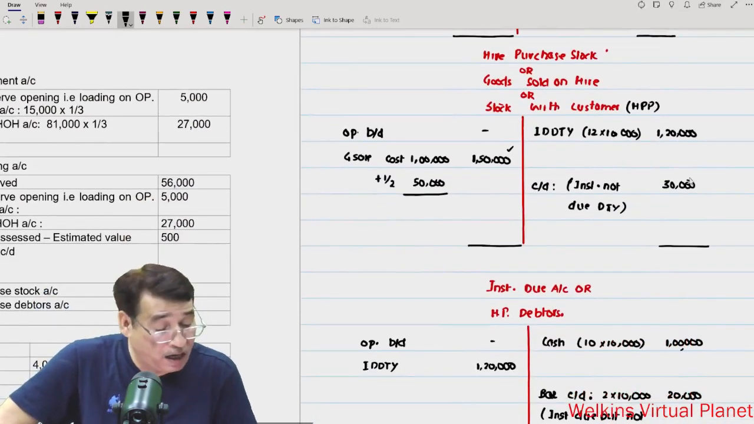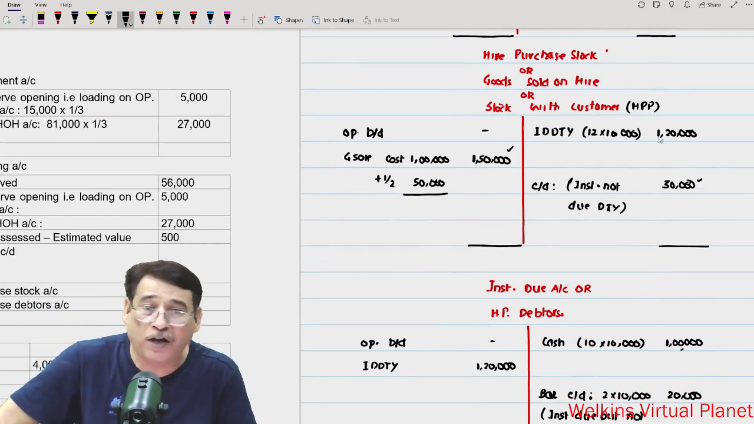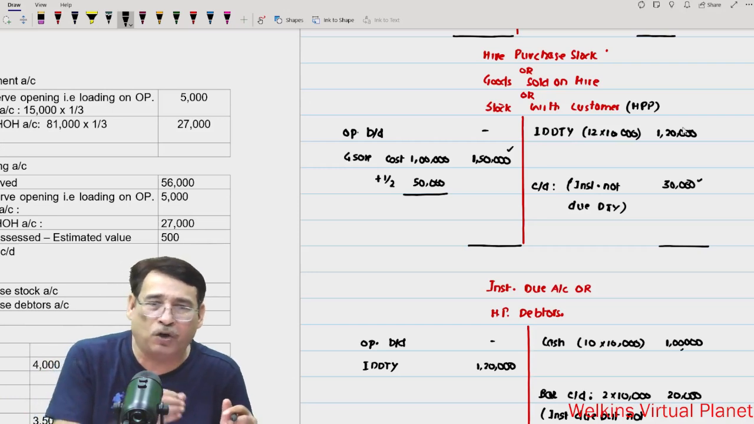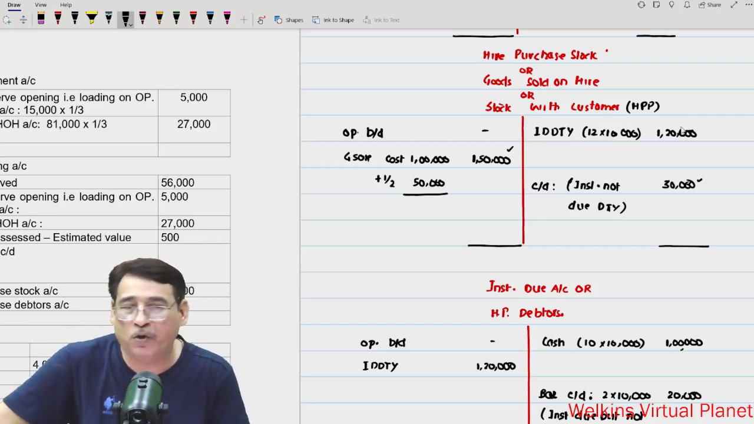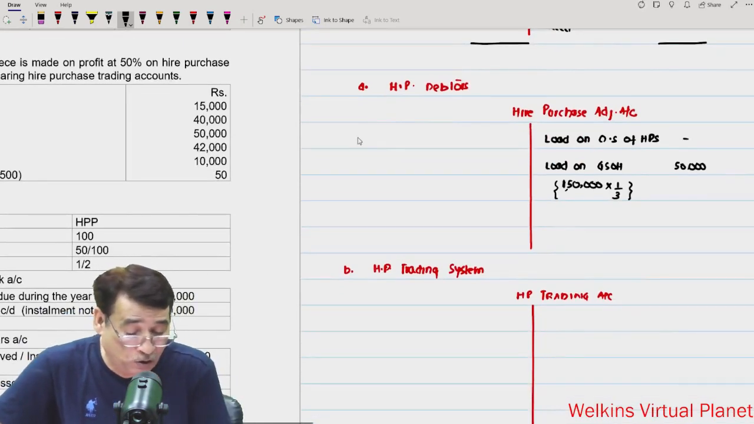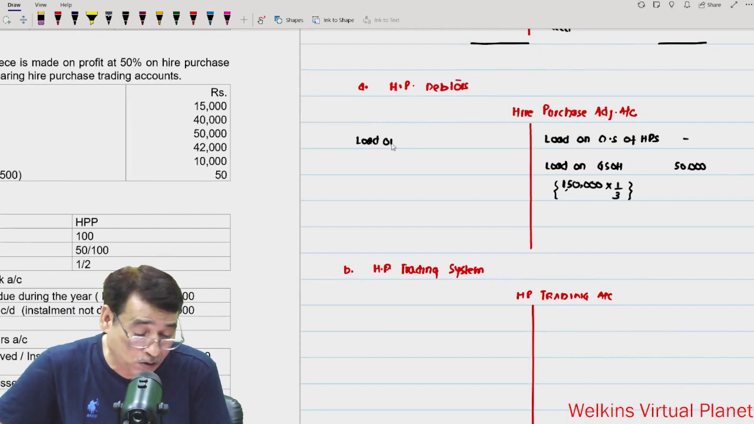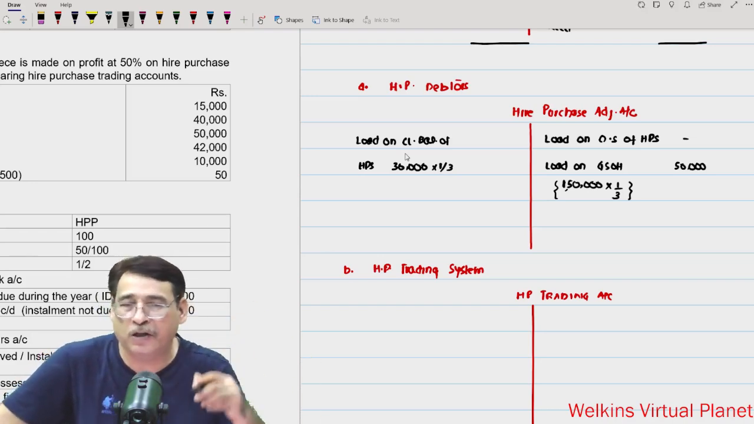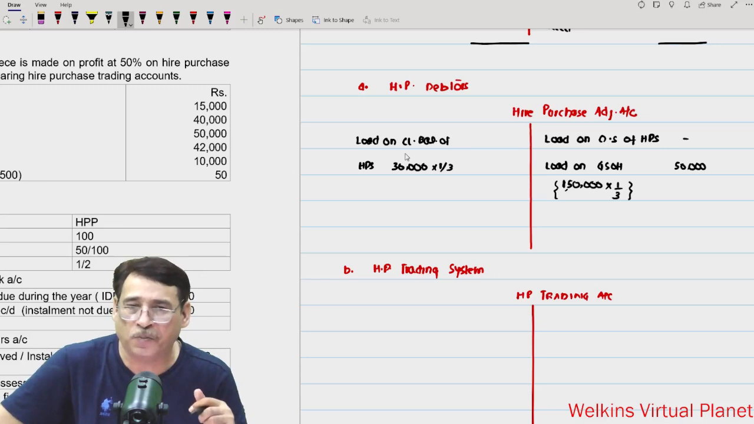And now, again in this account, I will look at the closing balance. I need not find out loading on the higher purchase debtors account. As you know, loading is always extracted with respect to stocks: opening stock, closing stock, or goods sold on hire. So there is no question of any loading with respect to this item. So you will take the loading on the closing balance of the higher purchase stock account. Now you will write this loading on the debit side, loading on closing balance of higher purchase stock account. Now what is the higher purchase stock account balance? That is 30,000. And what is the amount of loading in it? Simply apply 1/3, because this item is related to the higher purchase stock account, and the higher purchase stock account is always prepared at higher purchase price. So you will apply 1/3.